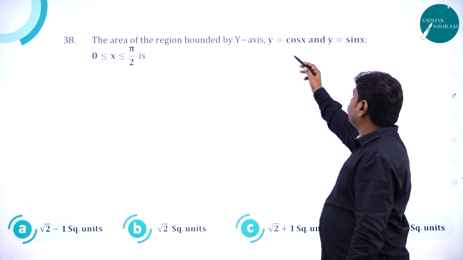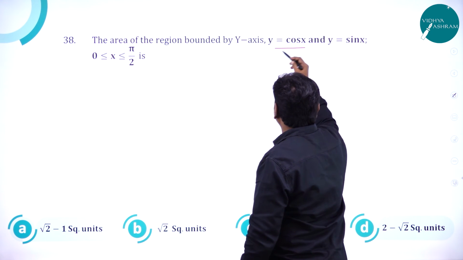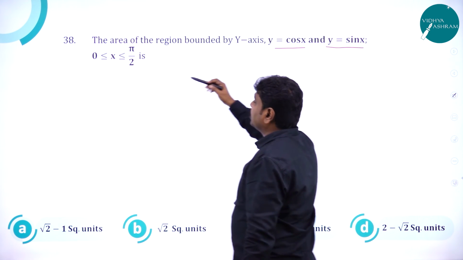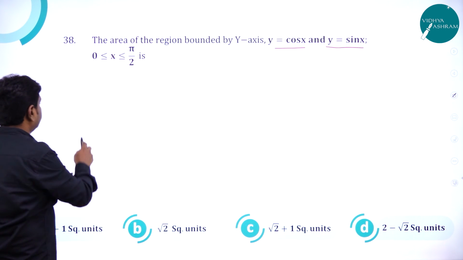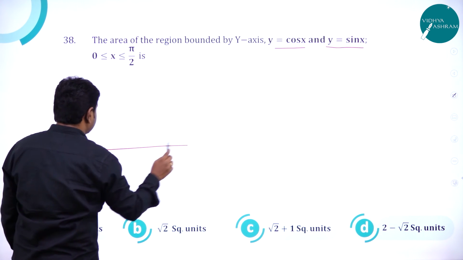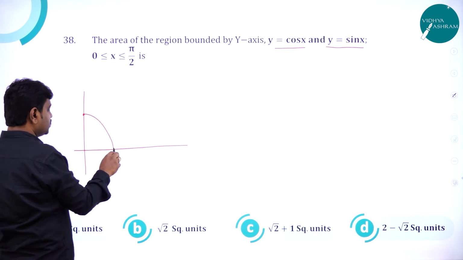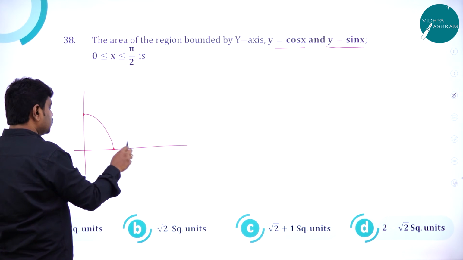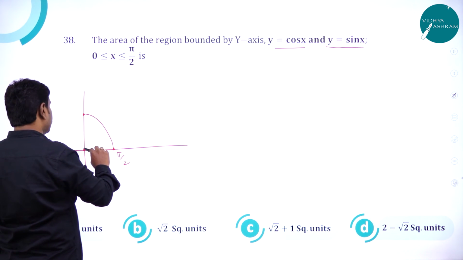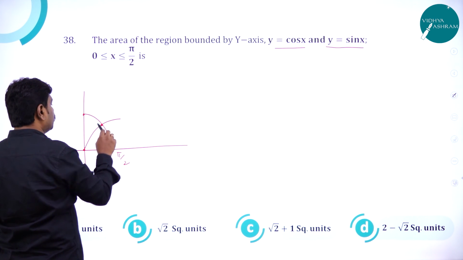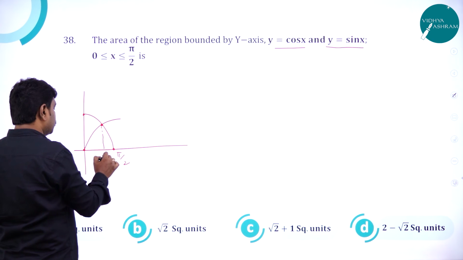Now the area of the region bounded by the curves, y axis, y is equal to cos x, y is equal to sin x, 0 to pi by 4, means first quadrant. So you know the graph. Cos 0 is 1, so cos x will be like this. Cos 90 is 0, sin 0 is 0 and sin 90 is 1, and they will intersect at pi by 4. You know sin x and cos x are the same at pi by 4. This is pi by 4.